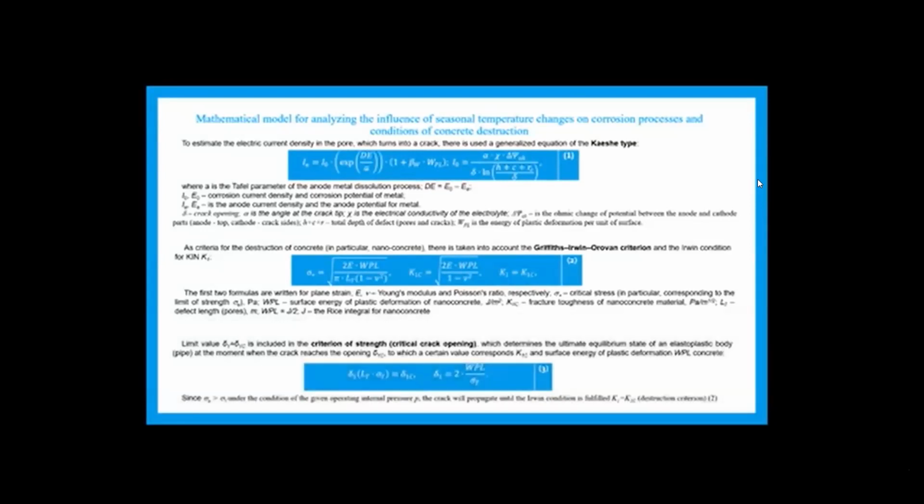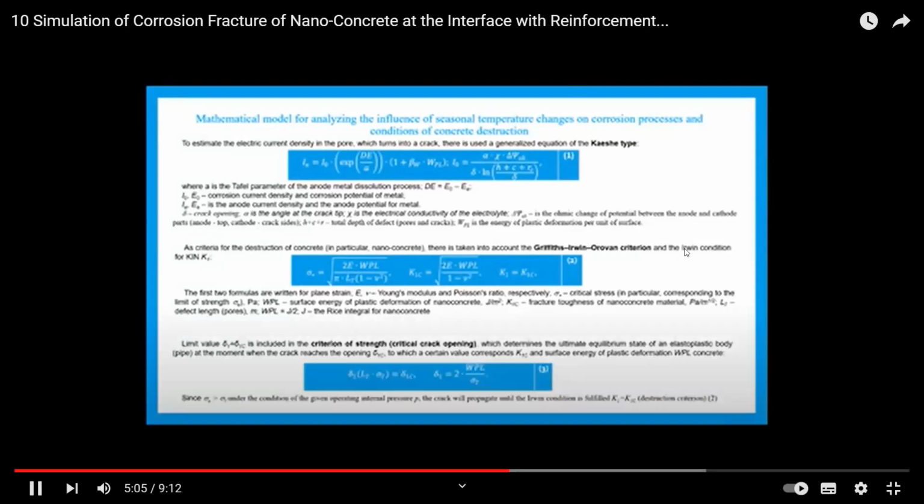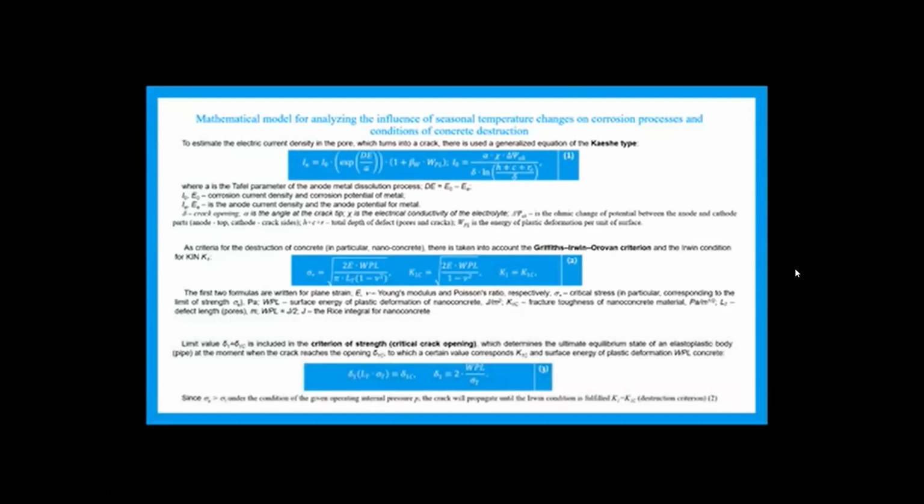So we are taking into account Cauchy type criteria of Griffith, Irwin, or Orowan, and the criterion of strength here, as you can see, and some restrictions, the operation, and multiplicative quality criteria, that is mentioned in formula 7, and some optimization of compressive strength, as mentioned in formula 9.